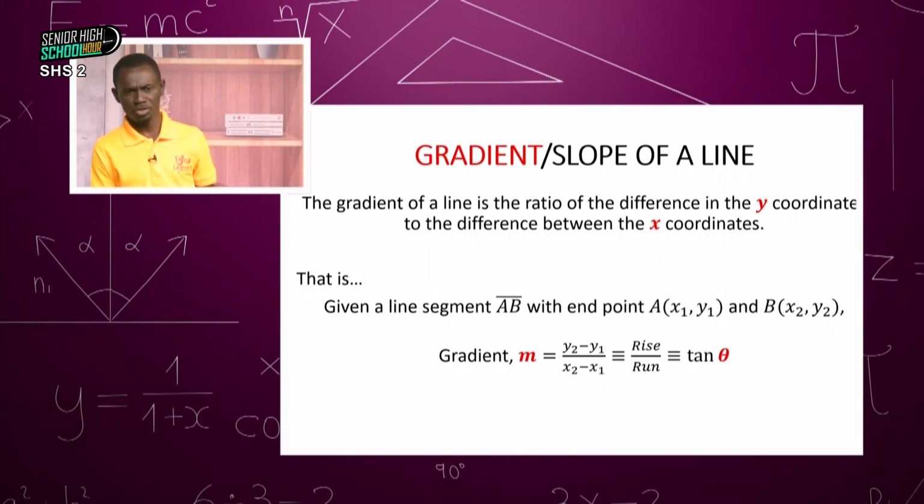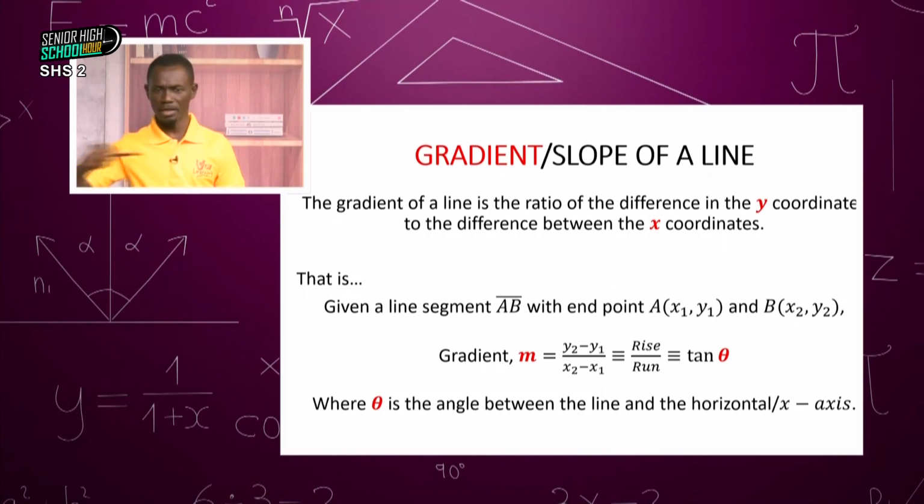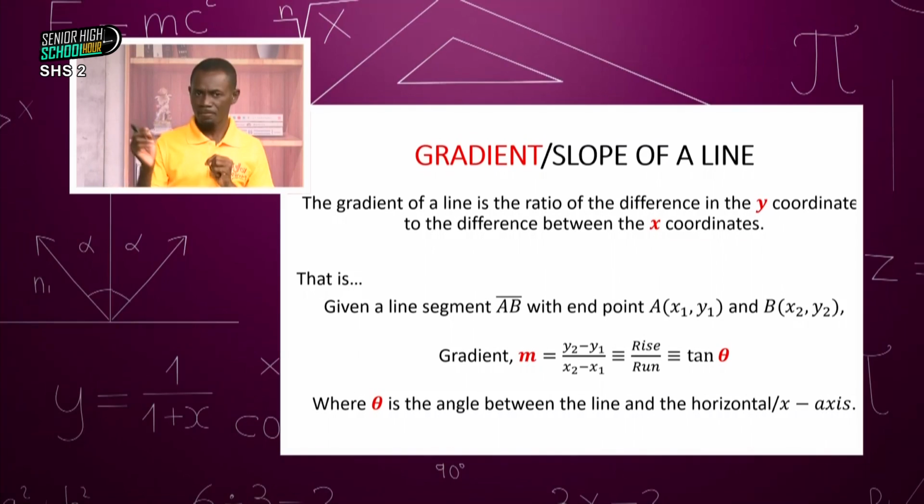But in trigonometry, or trigonometrically speaking, this would be the same as saying the tangent of theta. And in this case, theta would be the angle between the line and the horizontal or x-axis. It's important to note these three equivalent definitions, because from time to time they will be used interchangeably. So your gradient is change in y divided by change in x, the same thing as your rise divided by your run, and the same thing as the tangent of theta, where theta is the angle between the line and the horizontal axis. I hope you get that right.